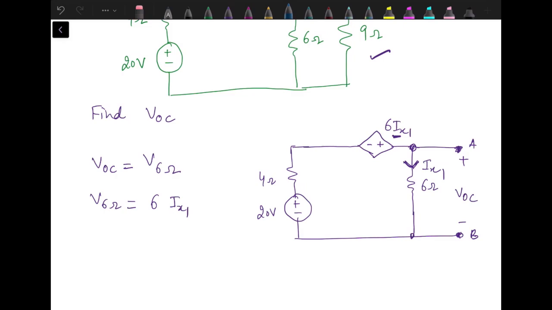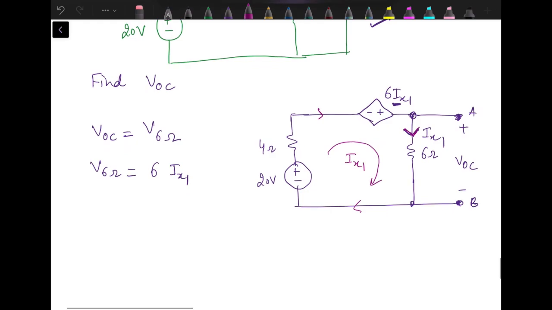Now the current through this loop is 0. Since it's an open loop, we don't need to assign current to this. We need to assign current to this loop only, and that we can call Ix1, because Ix1 is the current through the 6 ohm resistance. The same current will flow through this 20 volt source, the 4 ohm resistor and this 6 times Ix1 voltage source.